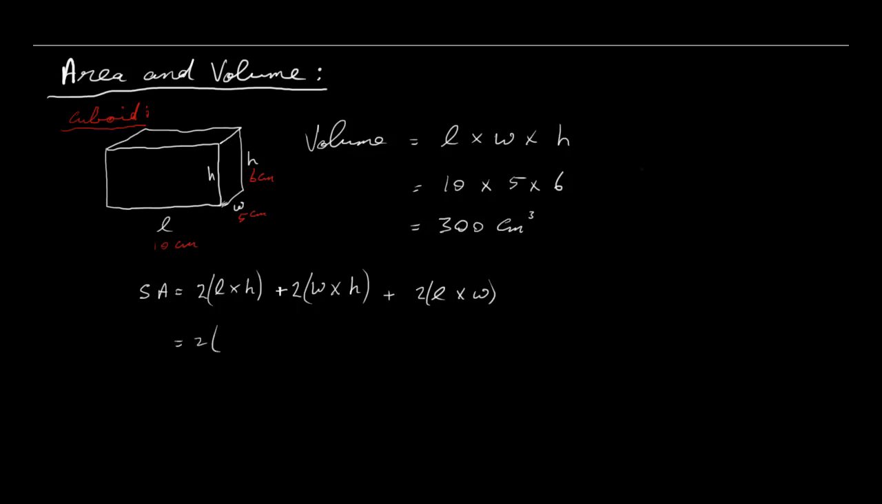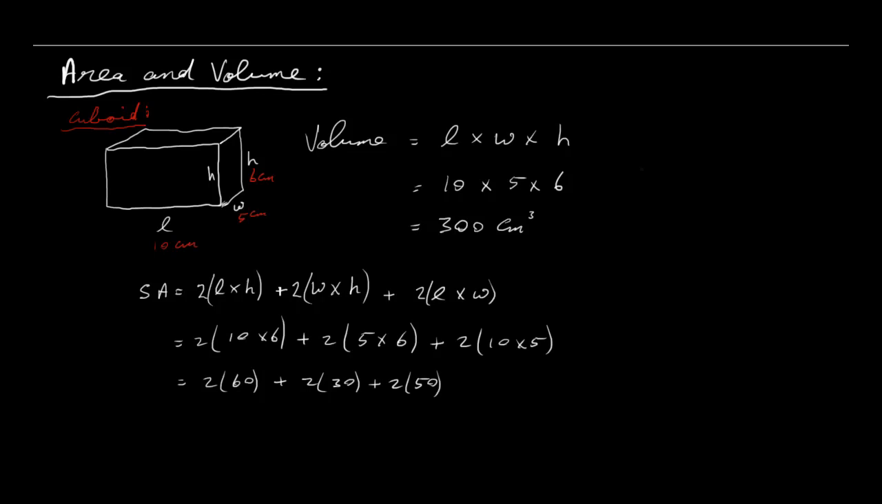So in this particular case, it's going to be twice the length times the height. Length times the height, that's going to be 10 times 6. Then we're going to add twice the width times the height, so that's going to be 5 multiplied by 6. And then we're going to add twice the length times the width, so it's 10 multiplied by 5 here. Okay, so that's going to be twice 60 plus twice 30 plus twice 50. So that's going to be 120 plus 60 plus 100.